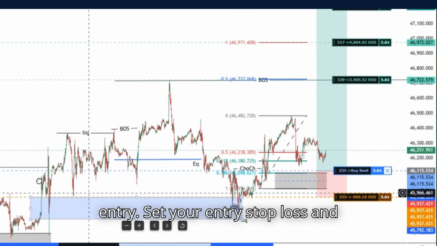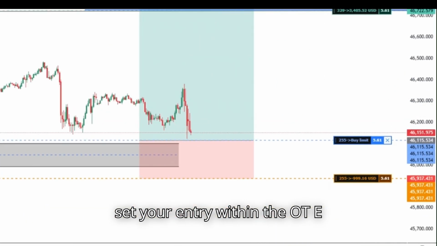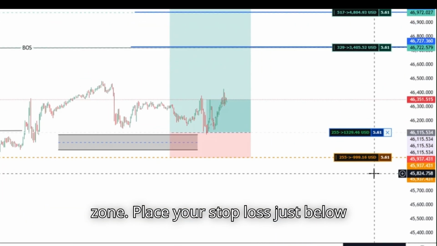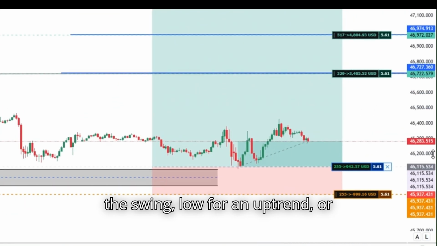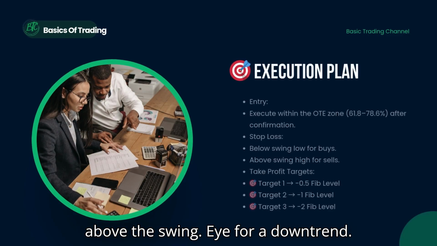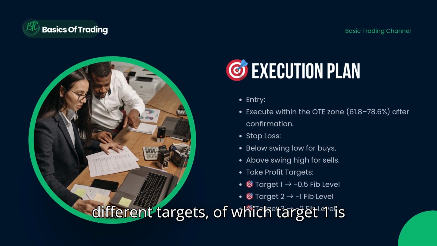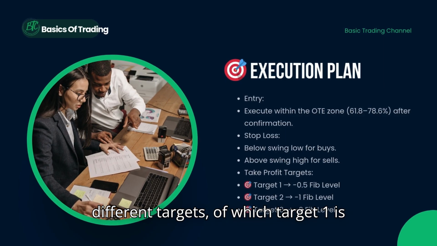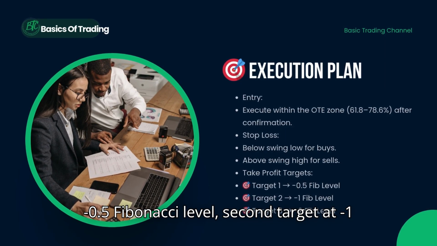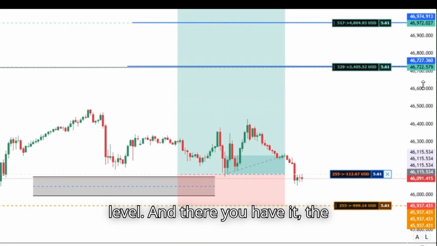Set your entry, stop loss, and take profit. Once you have confirmation, set your entry within the OTE zone. Place your stop loss just below the swing low for an uptrend or above the swing high for a downtrend. Your take profits should split into different targets, of which target 1 is minus 0.5 Fibonacci level, second target at minus 1 Fib level, third target at minus 2 Fib level.